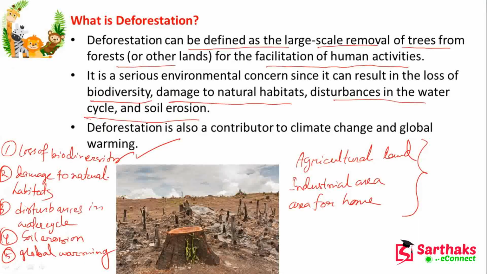If there is deforestation, this is the cause, but there are some impacts also. Impact on the loss of biodiversity. Impacts are damage to natural habitats, disturbances in the water cycle, soil erosion, and global warming. These are very dangerous impacts of deforestation.